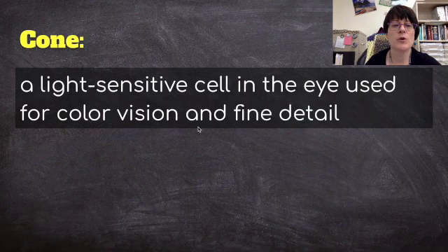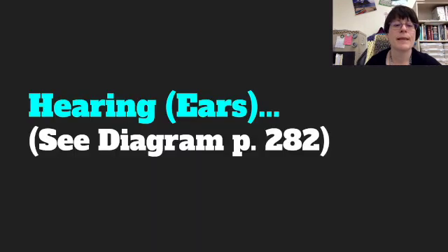So those are the cones. Cone for color. Cone, color. Okay? Now let's talk about hearing in the ears. And there's a diagram in your book on page 282.